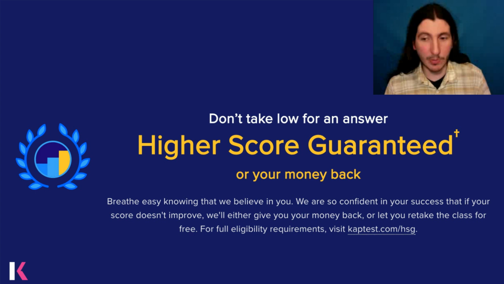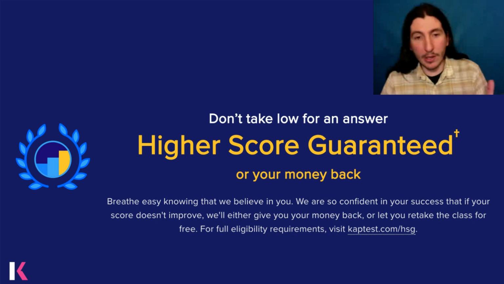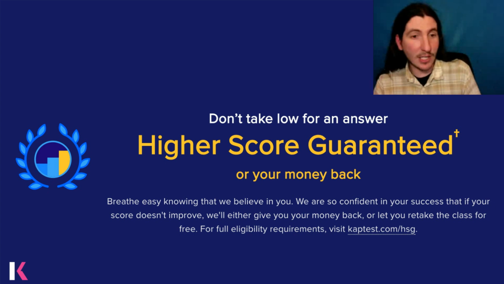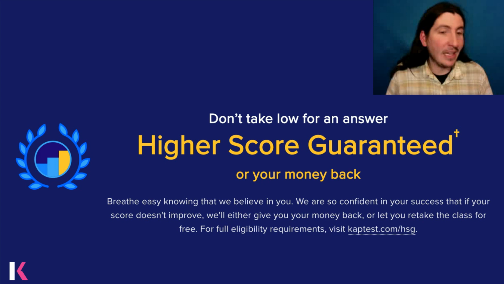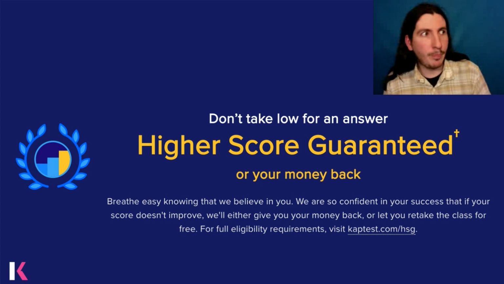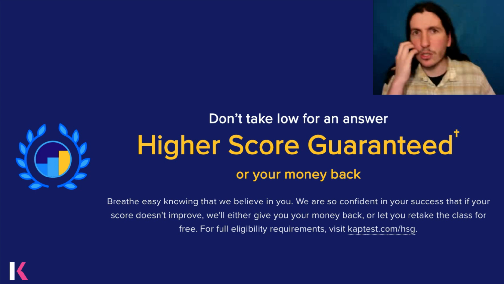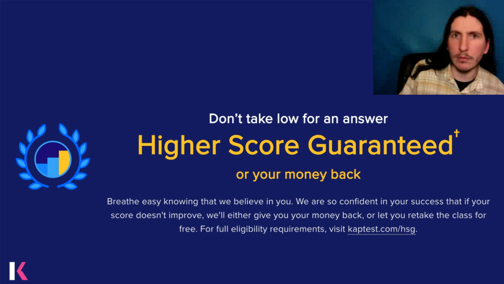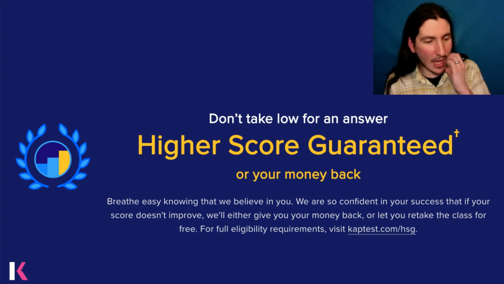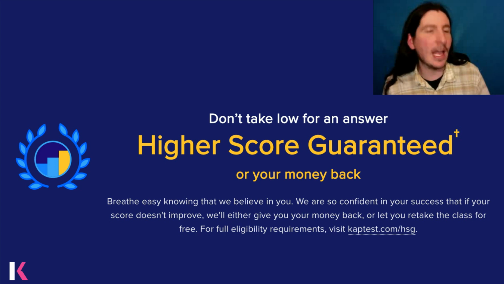We express that commitment through what we call the Higher Score Guarantee. One part, the loudest part and the one that catches everybody's attention, is higher score guaranteed or your money back. If your score goes down, you can have your money back. But if you fulfill the requirements, which include doing your homework and coming to class, scores incredibly rarely go down. Scores go up if you do the things you're supposed to do. So there aren't many people that would ever qualify for it if it was just that.